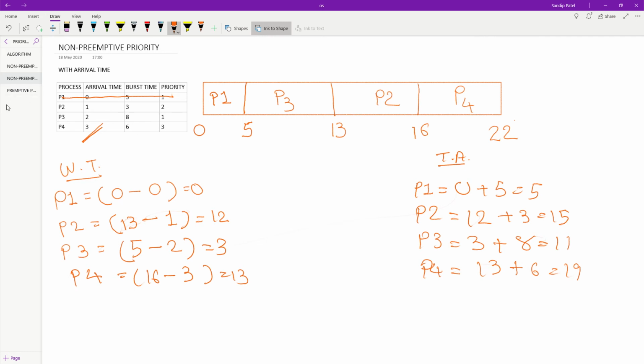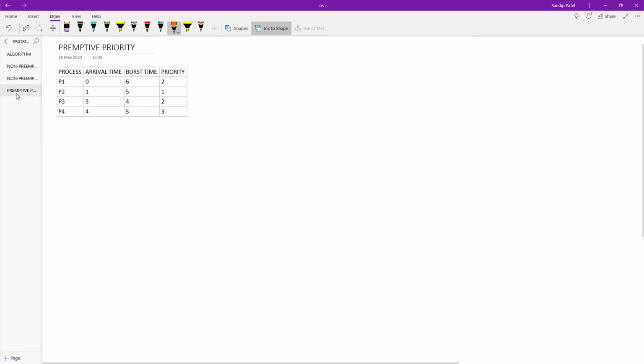We will switch now to the next example, which is preemptive priority scheduling. Up to this we have seen non-preemptive. Now preemption is there. Remember, preemption means that if the currently running process has lower priority than the newly arrived process, then we will preempt the CPU. We swap out the currently running process and swap in the newly arrived process.